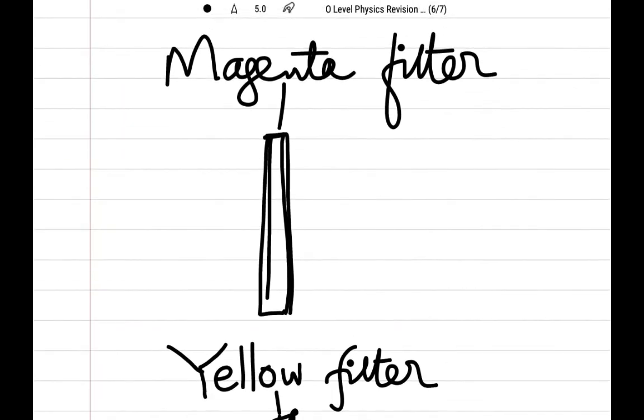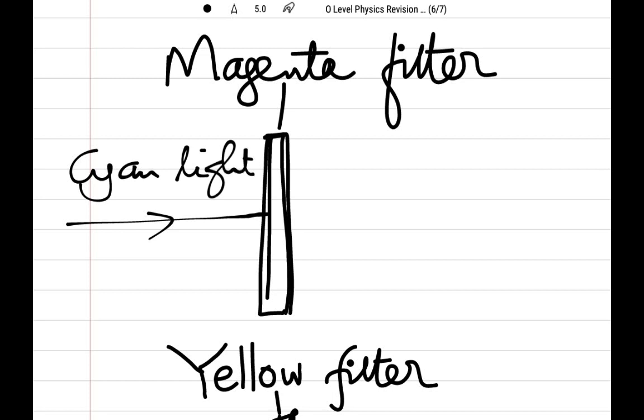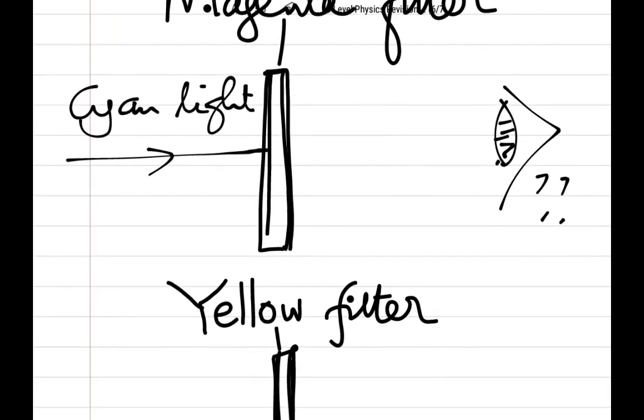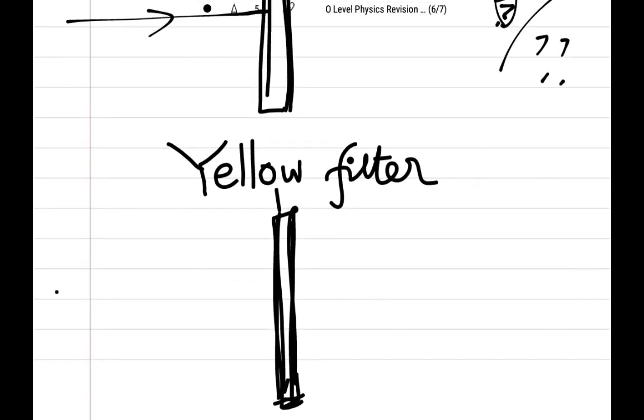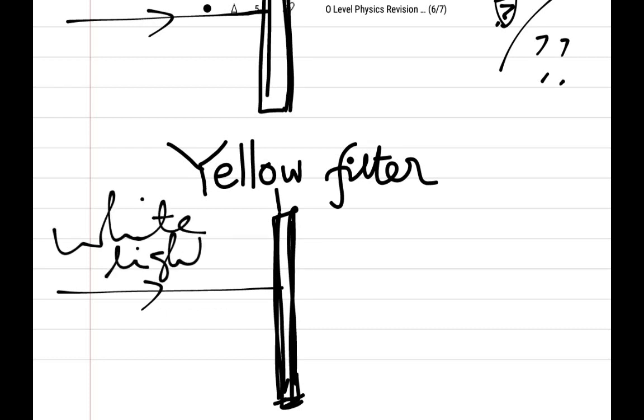A few questions here for you. Look at this. Here I have cyan light incident on a magenta filter. What will the person on this side see? Tell me. And then lastly, if white light is incident on a yellow filter, what will the person on this side see? Okay.